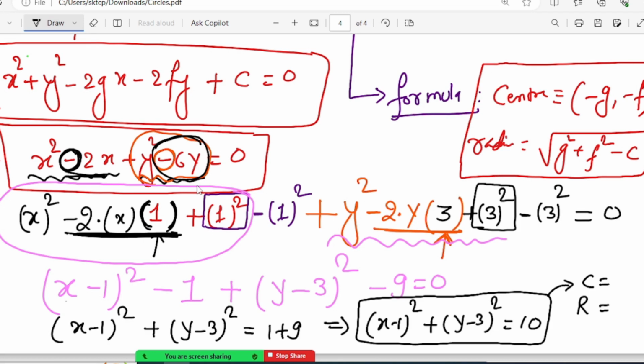1, 3, and wait, should it be 10 or 10 squared? In the equation I have 10, but in the standard form I have to write it as root 10 whole square, right? So that's why its radius is root 10 and center is 1 comma 3, isn't it?